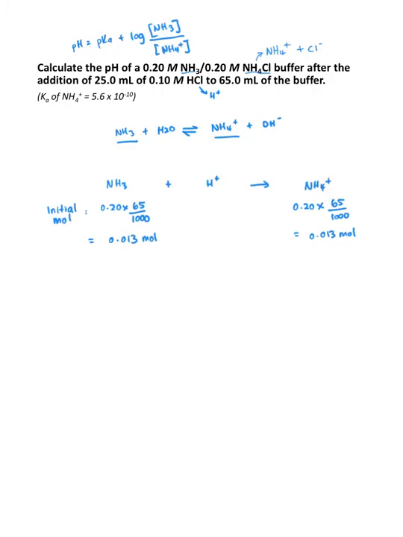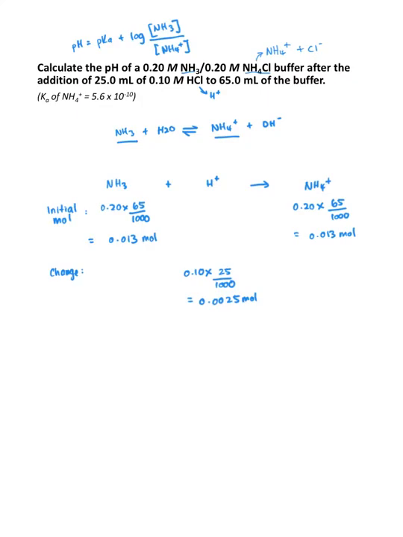Now let's look at the change, which is the number of moles of H+ that were added to the solution. For H+, the concentration of HCl is 0.1 molar and the volume is 25 ml. So we get 0.0025 moles that were added into the solution. This is going to be an irreversible reaction.